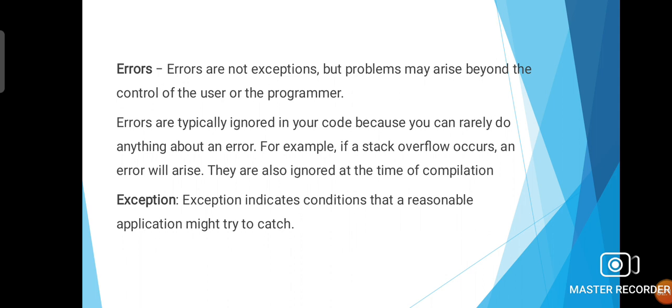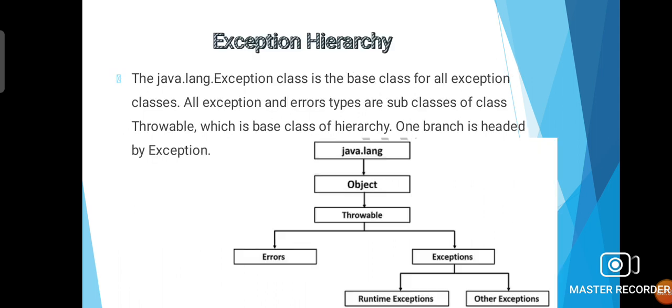Now, the third category is called errors. Errors are not exceptions, but problems that may arise beyond the control of the user or the programmer. Exception indicates some conditions that a reasonable application might try to catch.